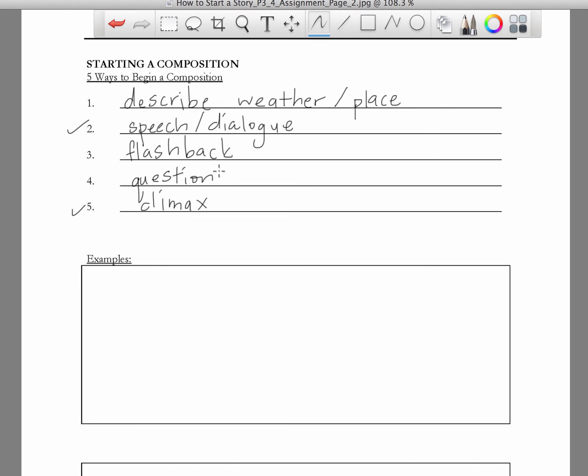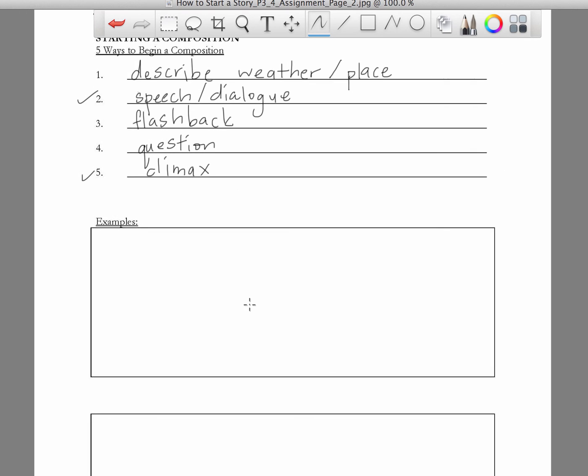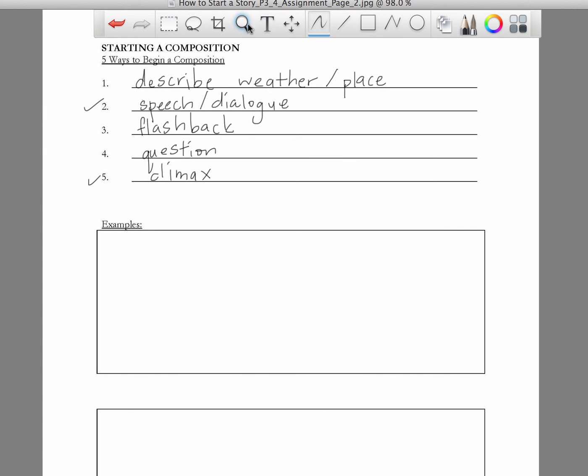I have got 2 boxes here. The boxes are provided for you, after you have downloaded the compo, so don't do your story using my introduction. It sort of defeats the purpose. You can look at the samples that I give, and then from the 5 ways to begin a composition here, pick 2 and just practice them in the boxes here. All right.